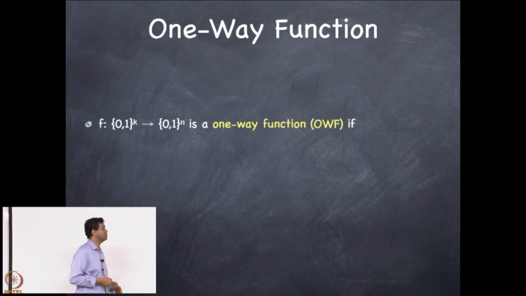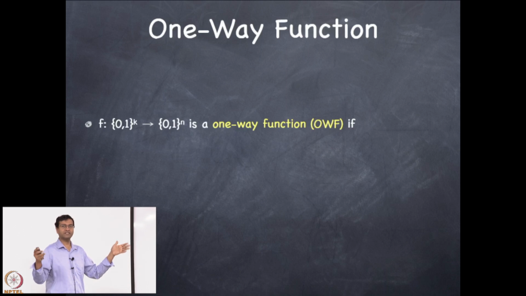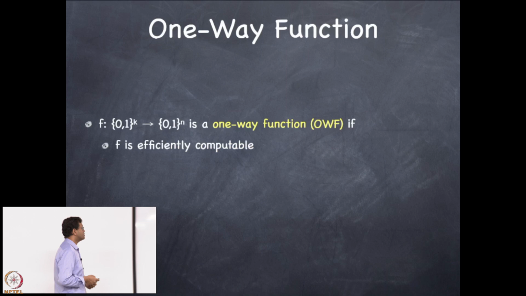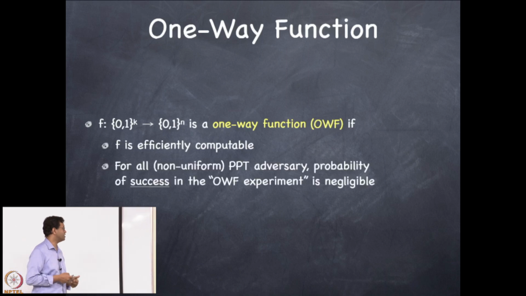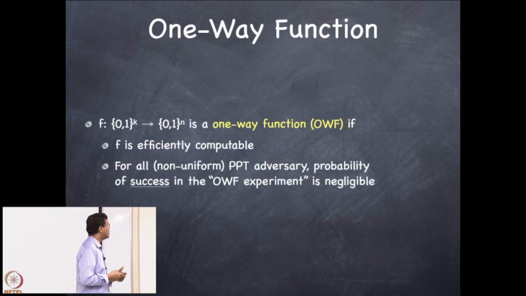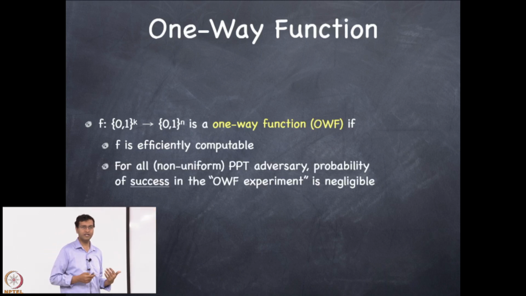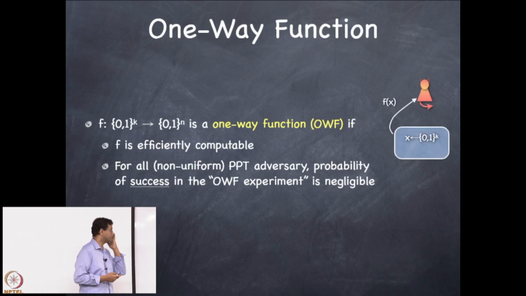So a one-way function maps, again, I'm calling it k bits to n bits. You could think of k bits as a security parameter, like the 128 bits I keep mentioning. Such a function is a one-way function if, first of all, it has to be efficiently computable in the forward direction. On the other hand, it should be hard to invert in some sense.